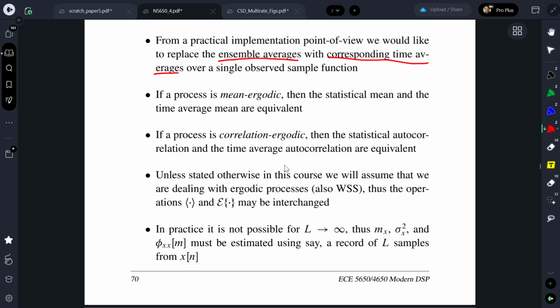So this comes down to ergodic theory in random processes, which is getting even more intense sounding. Ergodic theory has got a lot to it as well. You can have a process that's mean ergodic. You can have a process that obeys correlation ergodic properties, and what those mean is that statistical mean and time average mean are equivalent for these two types of processes.